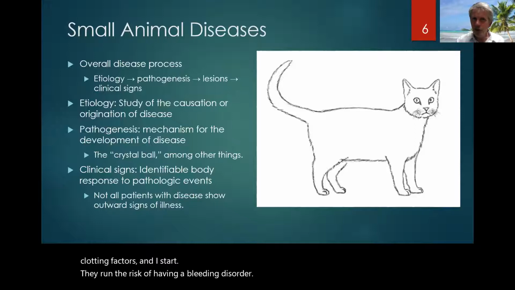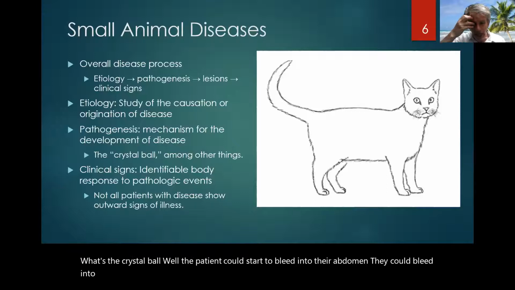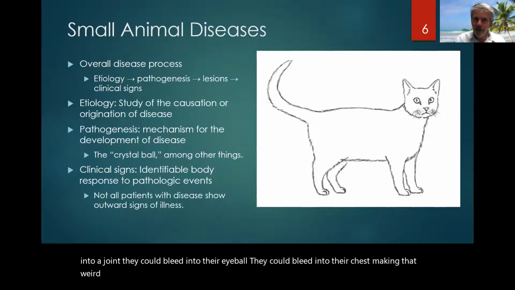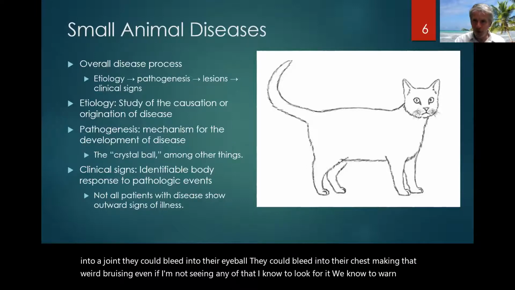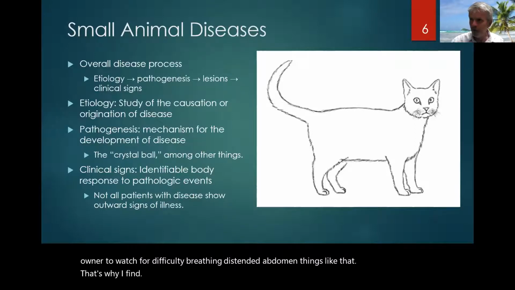So what's the crystal ball? Well, the patient could start to bleed into their abdomen. They could bleed into a joint. They could bleed into their eyeball. They could bleed into their chest. They could have weird bruising. Even if I'm not seeing any of that, I know to look for it. You know to look for it. We know to warn the owner to watch for difficulty breathing, a distended abdomen, things like that. That's why I find pathogenesis helpful.